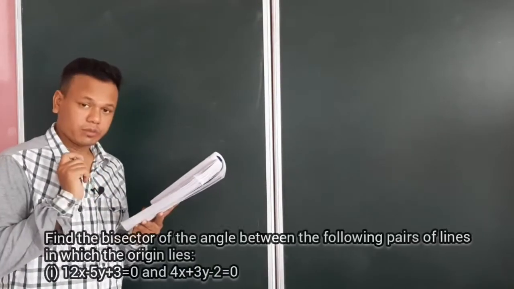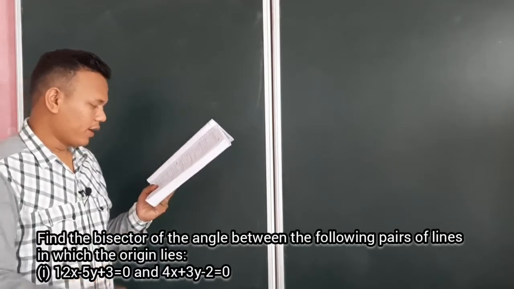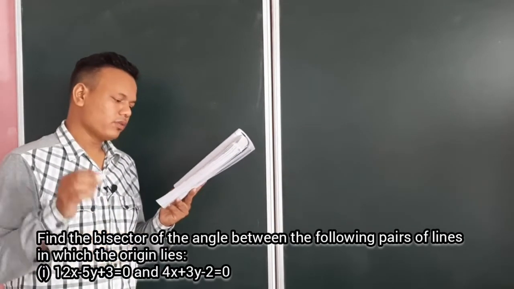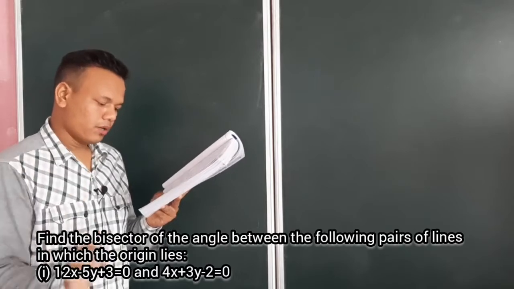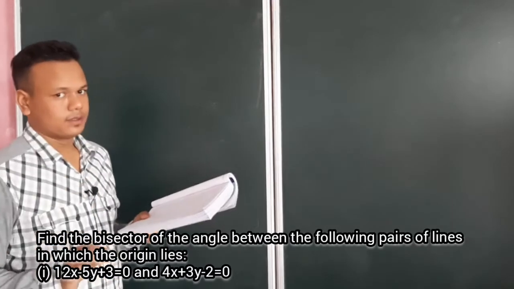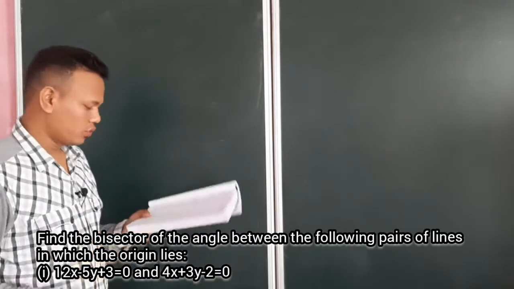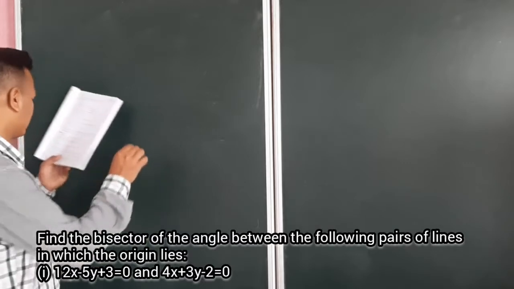Now let me take question number 2. I'll take only sub number 1. The question says, find the bisector of the angle between the following pair of lines in which the origin lies. Okay, so this falls in remark number 2. That's why let me take the equations.